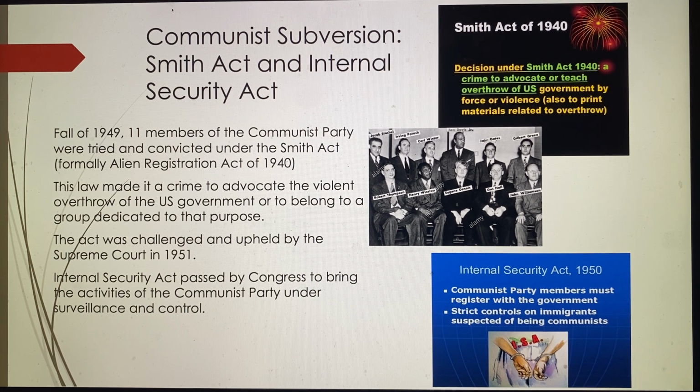And then of course came the Internal Security Act, which was passed by Congress to bring the activities of the Communist Party under surveillance and control. Basically, communist members must register with the government, with strict controls on immigrants and any suspected communists. It was keeping control to see who was coming in, with communism coming in. And in 1949, here are the 11 members that were convicted through the Smith Act for subversion and communist activities to possibly overthrow the government.